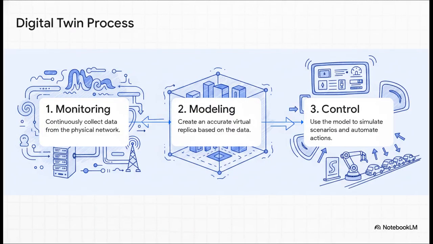And how does it actually work? Well, it's basically a three-step loop. First, you've got real-time monitoring, just constantly pulling in performance data from the live network. Second, that data is used for what's called mirror modeling. That's where you build the accurate virtual copy. And then, finally, this is the magic part: automatic control. This is where you use that virtual model to safely play out what-if scenarios and even automate fixes.